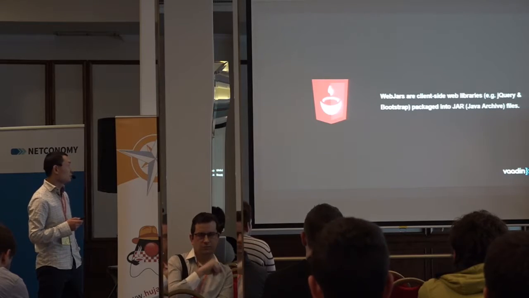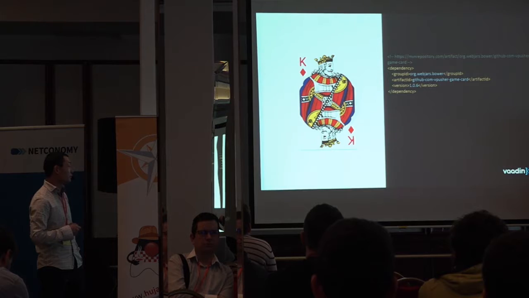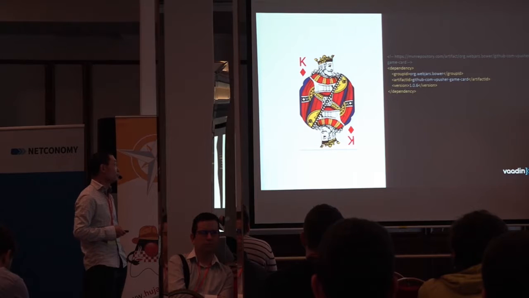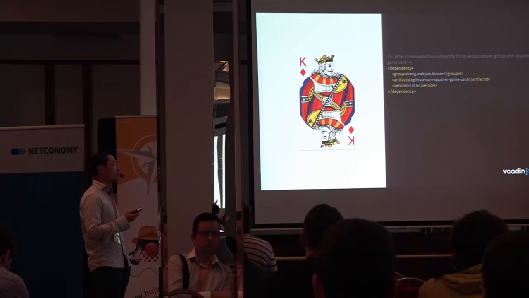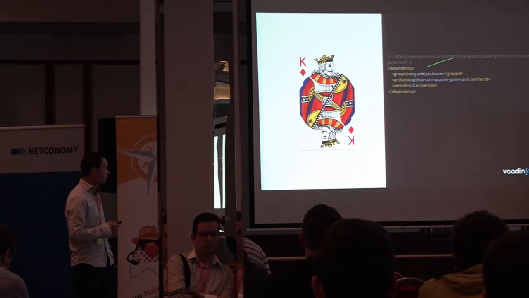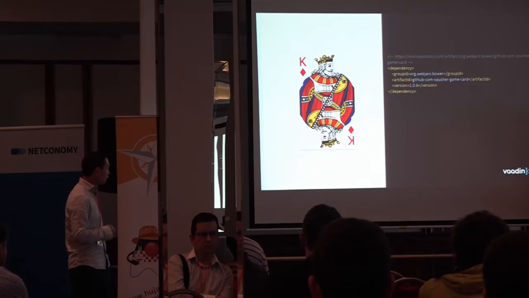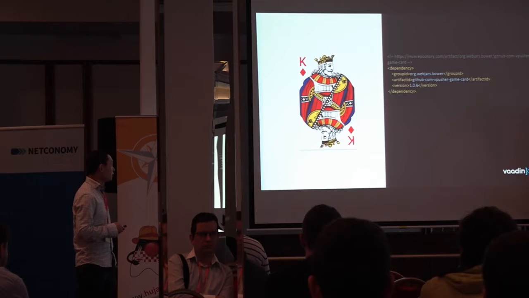In practice, it means that first, you want to use this game card. First, you find this game card WebJar from the Maven repository, and then you can just put this dependency into your POM file, so that just like any other Maven dependency, you have the WebJar for this game card available to you in your application.